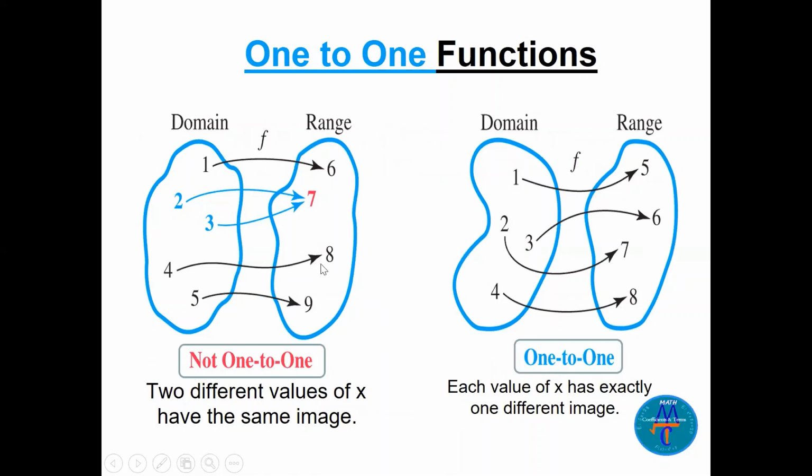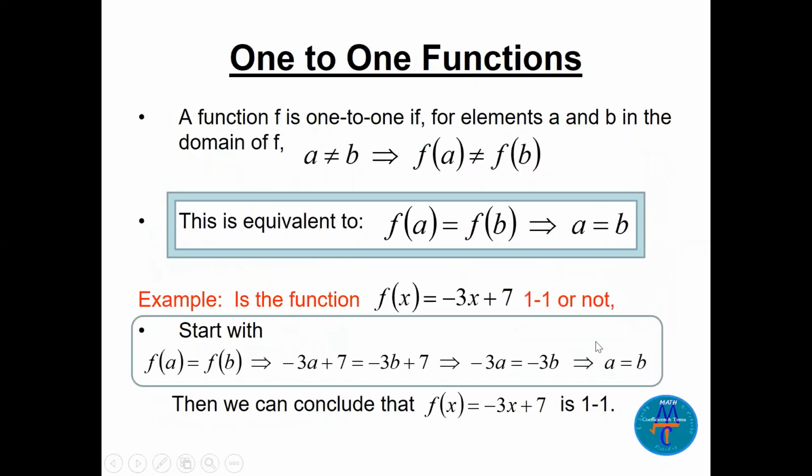Now here we have 2 examples using arrows. This is not one-to-one. 2 different values here in the x, 2 and 3, they have the same y value. This one goes to 5, 3 goes to 6, 2 goes to 7. So this is a one-to-one function.